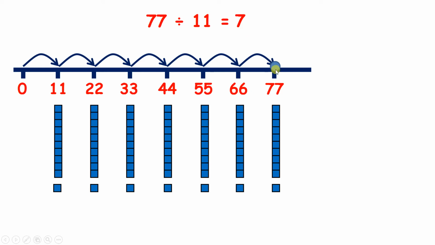Now we could have started at 77 and taken away 11 each time until we got to 0, and we would still have got 7 jumps. But we don't really need a number line to divide by 11, because we know that when you multiply a single digit number by 11, you have that number in both digits of your answer. And if we know that 7 times 11 is 77, we know that 77 divided by 11 is 7.